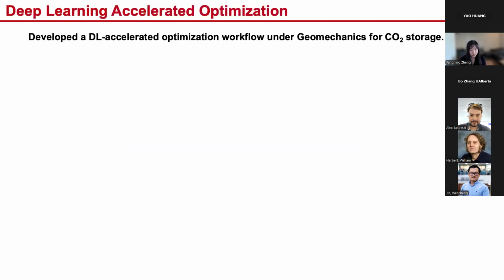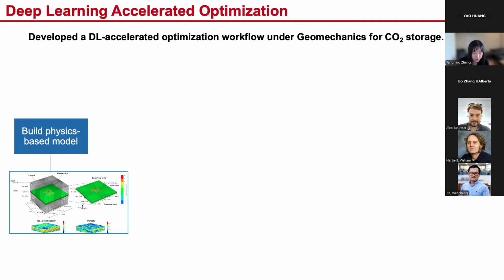So to be able to reduce the computational cost to a large extent, we developed a deep learning accelerated optimization workflow under geomechanics for CO2 storage. For the entire workflow, the first step is, again, to build a physics-based model and use this model to generate training data with different control variables or location variables.